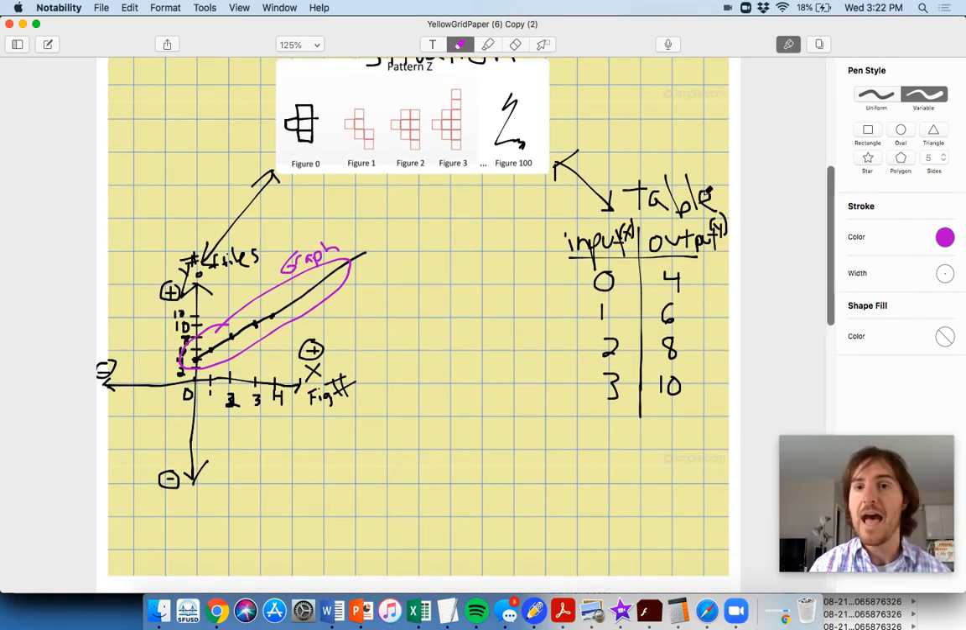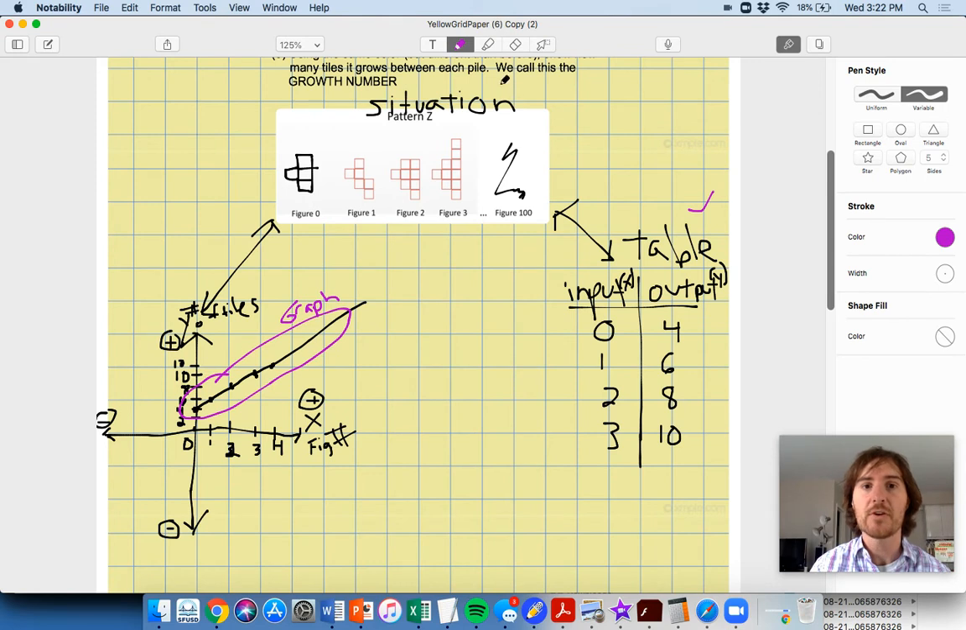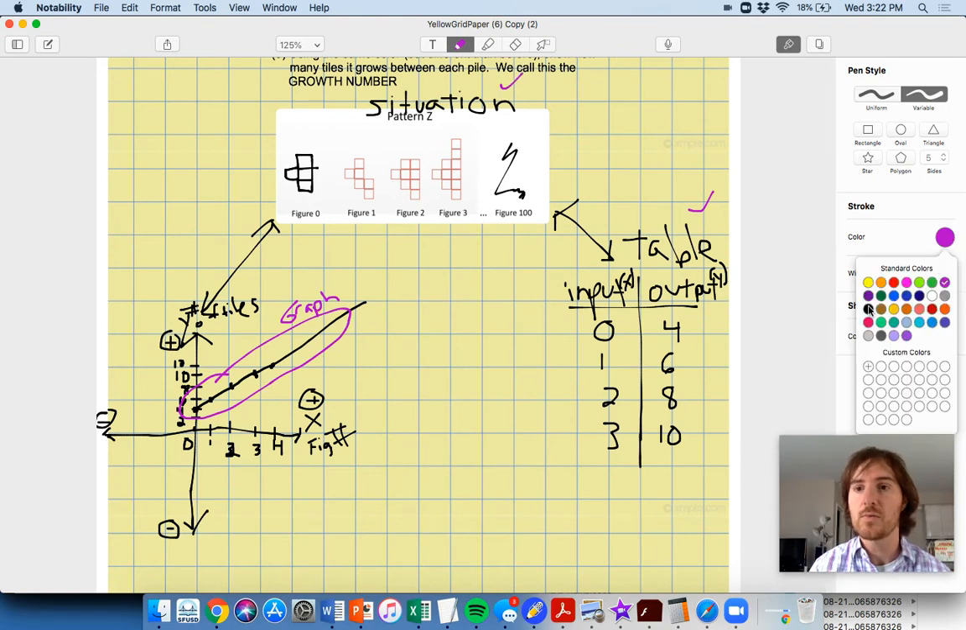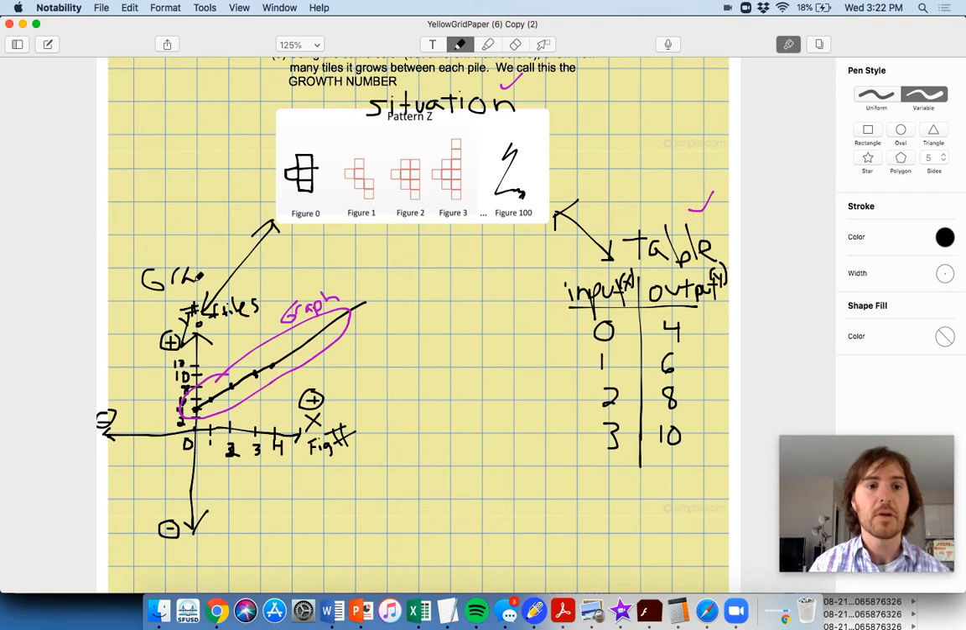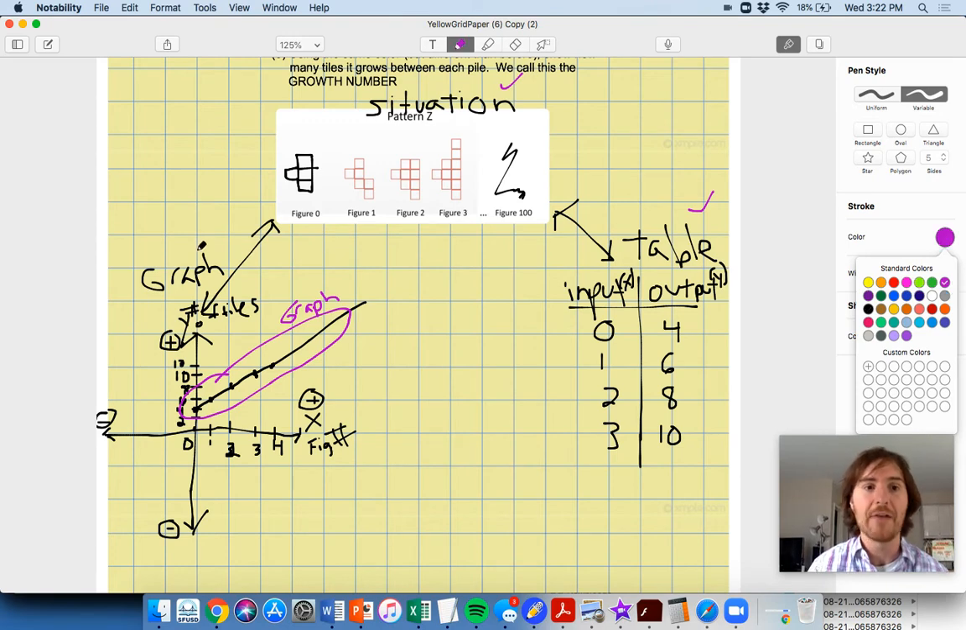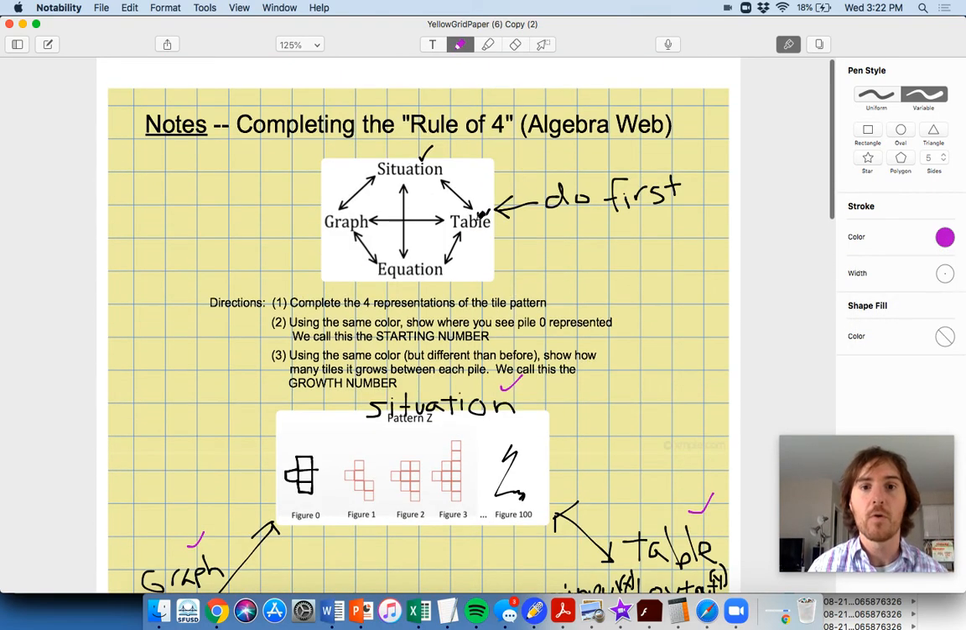Okay, so we have our table, we have our situation. This last one here is the graph. You need to have all this. You need to have these two axes so you can actually label out what you're talking about in terms of x, and we'll label out what you're talking about in terms of y. And then you need the graph itself. This is the graph of the relationship between figure number and number of tiles. Okay, so now we have our graph done. We have 3 of the 4 representations taken care of.